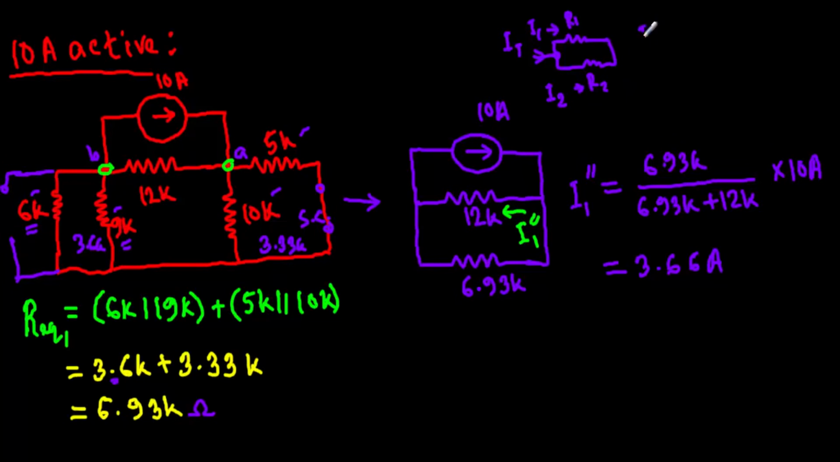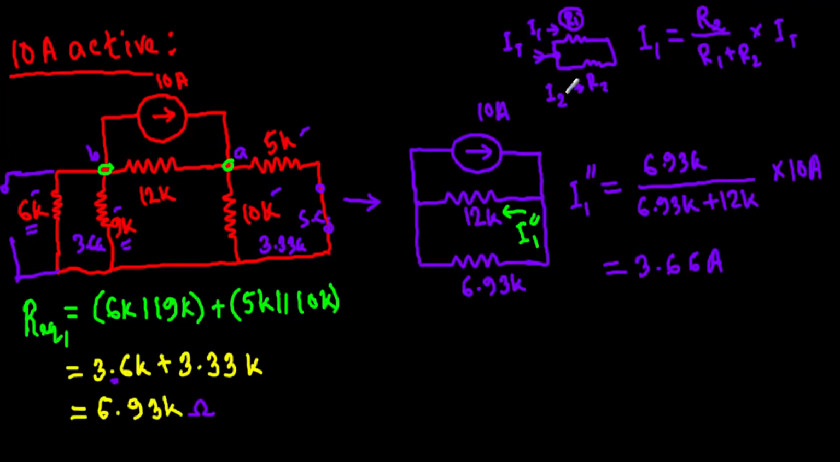The current that is flowing through R1 is I1. I1 will be equal to, I am calculating the current through R1. In the numerator I will place the value of the other resistance, that means R2, and in the denominator I will just add the two resistances and multiply this whole fraction with total current IT.